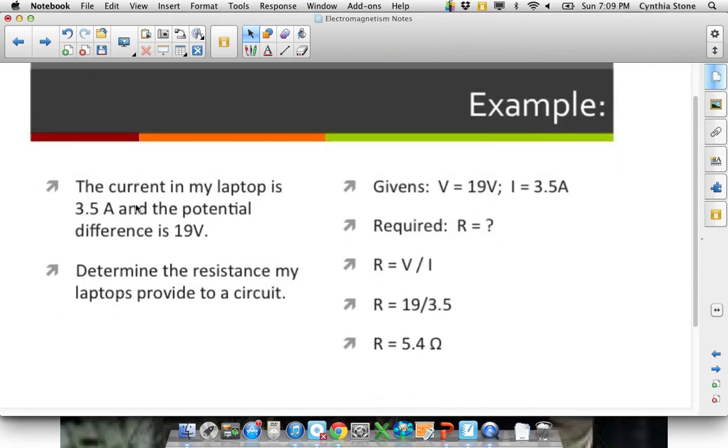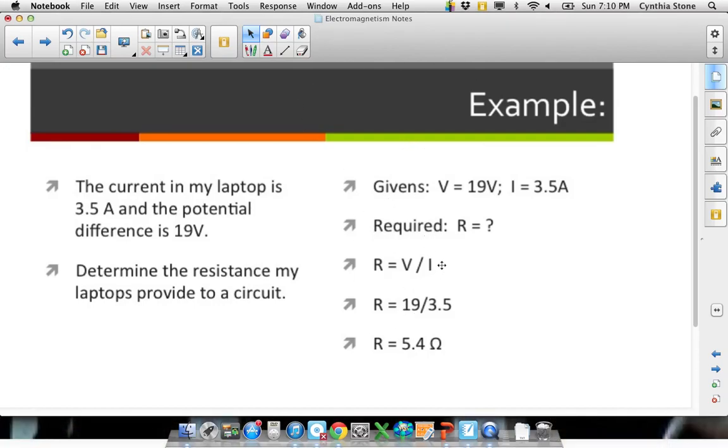Just an example of using that equation. If in my laptop I got 3.5 amps, and the potential difference, the V, is 19 volts, then to calculate resistance, it's as simple as following through: givens, required, and R equals V over I. You just calculate, and give it the unit of ohms. I think the lab on this is worth doing, and also the textbook questions, so that you practice this. Sometimes you might be solving for V, or for I, and I can help you get all the rearranged forms if you need it.